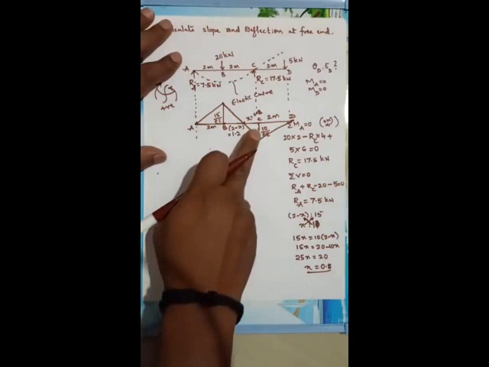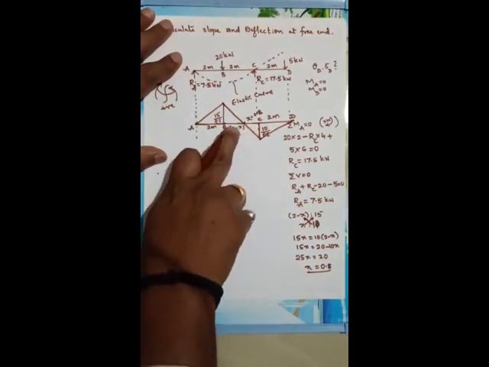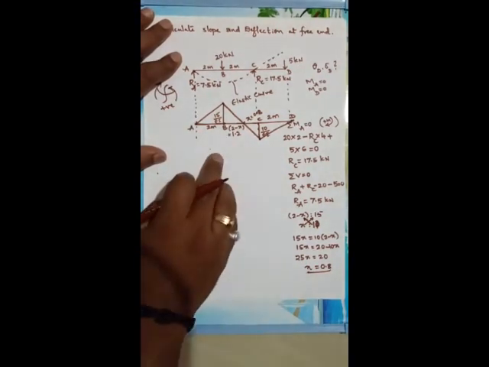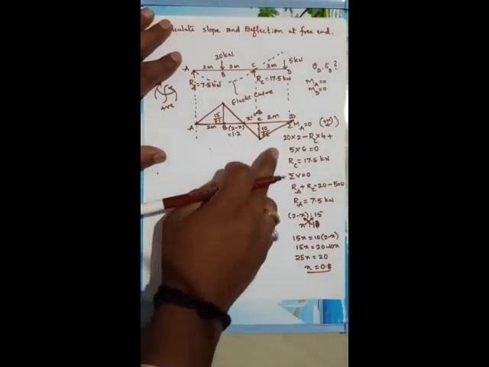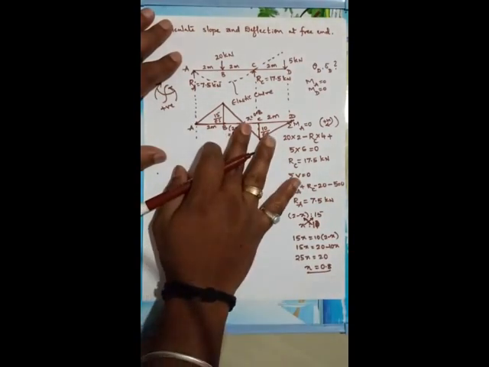From here to here it is 2 minus X, 2 minus 0.8, which is nothing but 1.2. So now I know what the base of this is, such that I can calculate the areas of all the figures. Is that okay? Okay, next.